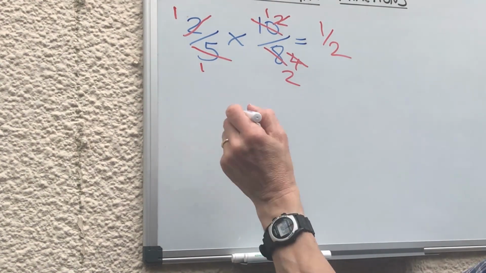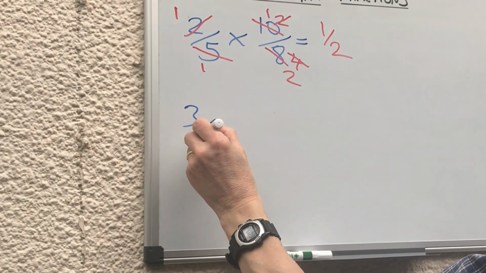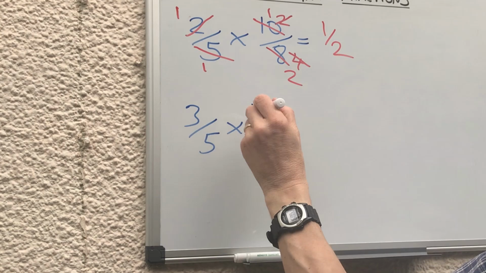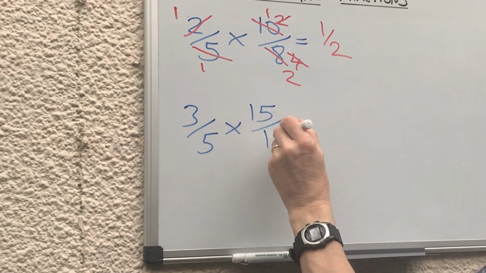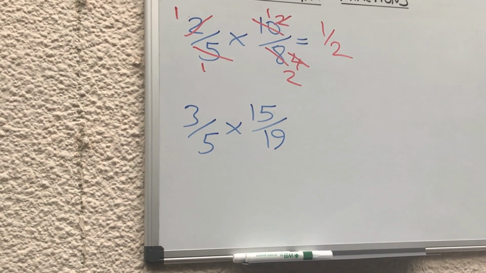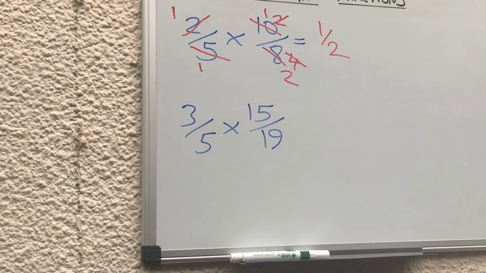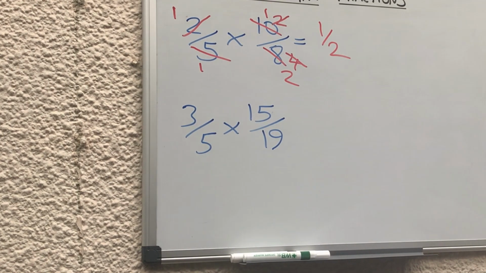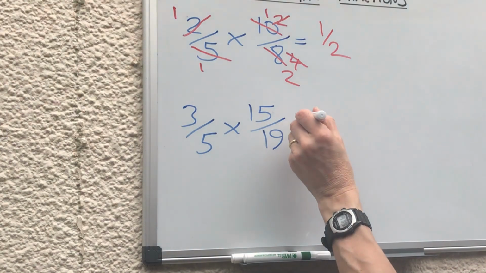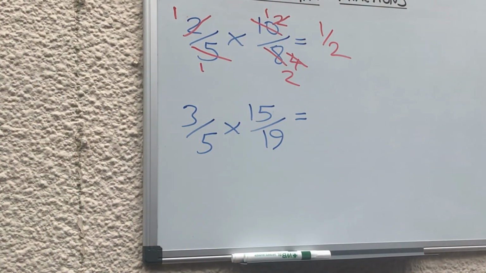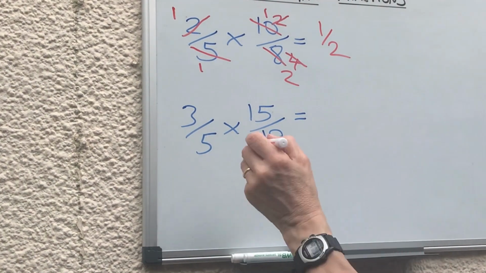Okay, let's do 3/5 times 15/19. This shows the value of the cancelling because I don't really know what 15/19 are. Well, actually I do, it's 95, but if I did I'd only have to divide it back again. So we'll use our cancelling methods.